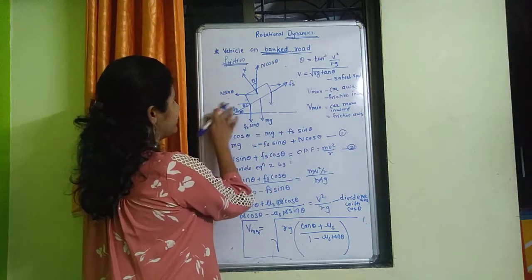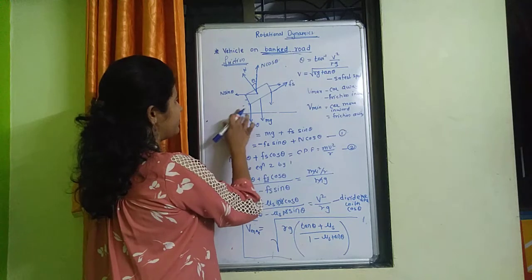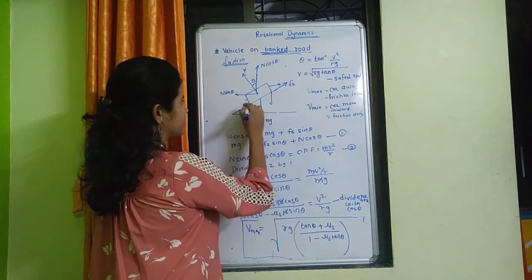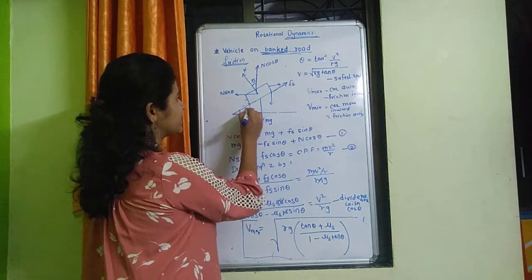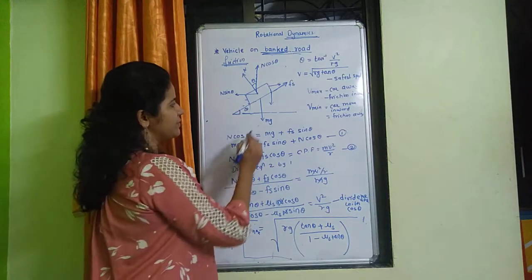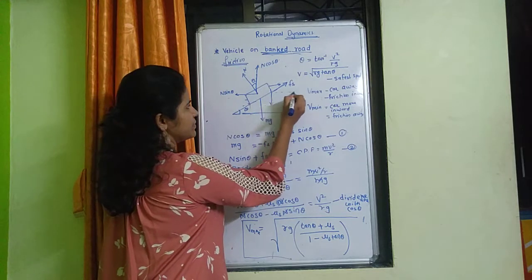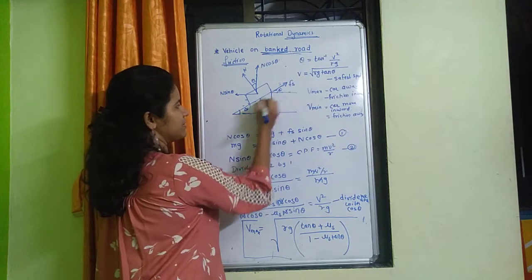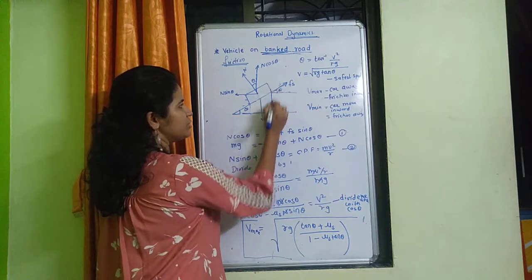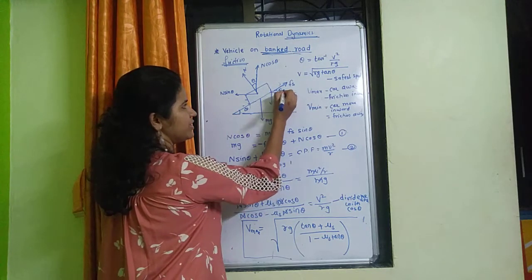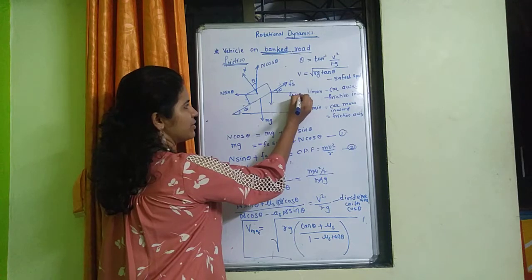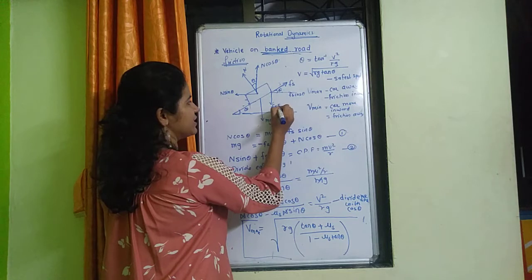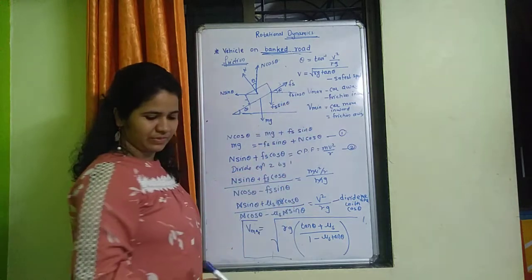Instead of Fs, so I redraw the initial diagram. So what will happen here? This angle is theta, the corresponding angle. So this one is nearest to theta, that is the cos component. So this one is Fs cos theta and this one is Fs sin theta.